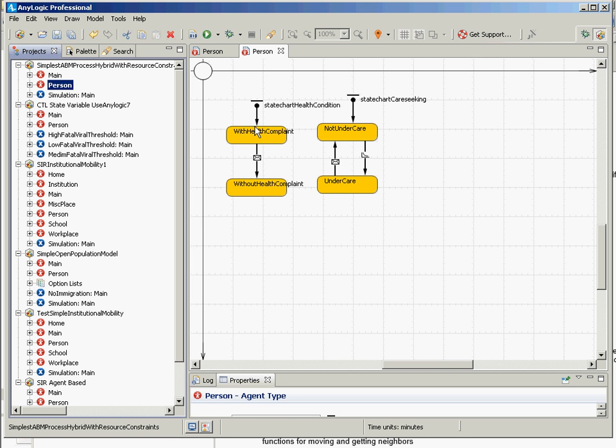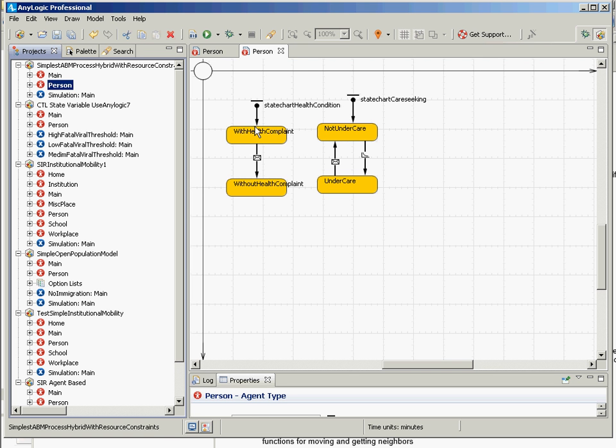agent-based sort of formulation with two state charts: whether someone is under care or not under care. In other words, are they in a facility receiving care or not? Again, you can think of it as, are they in a care process or not right now? And second of all, do they have a health complaint? Are they suffering from a health complaint, or do they lack a health complaint?